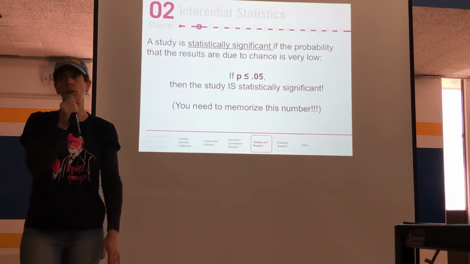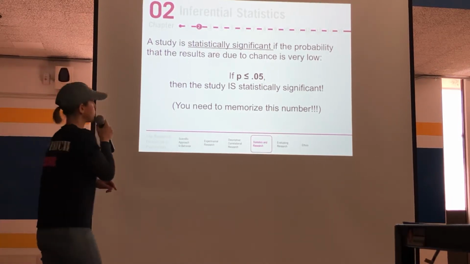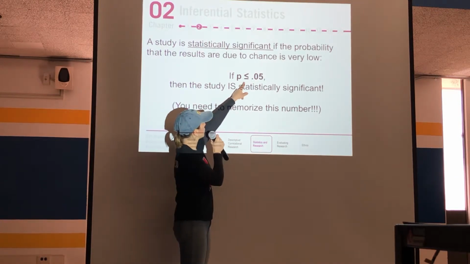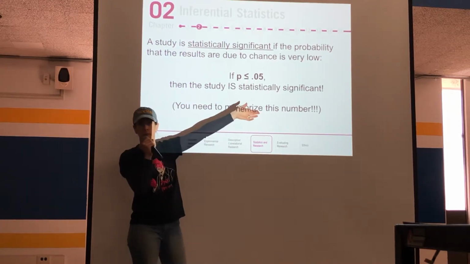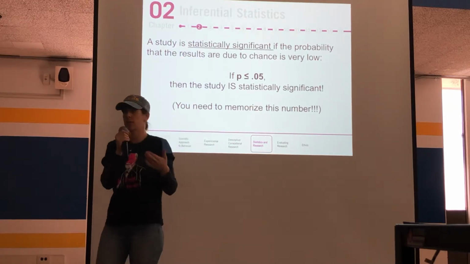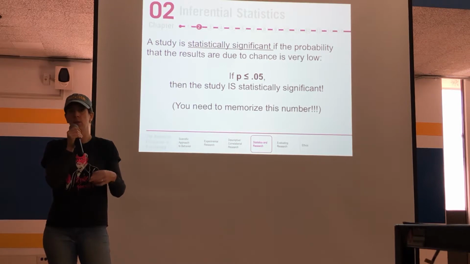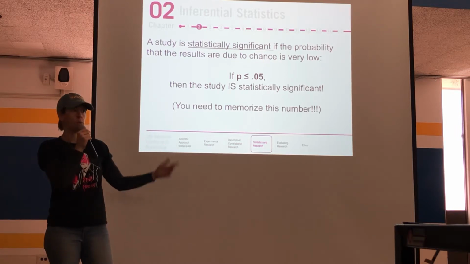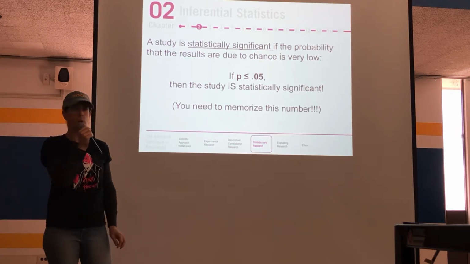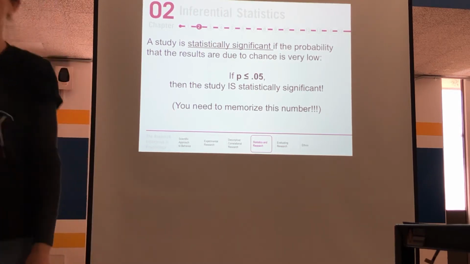So in a decimal, that's less than or equal to 0.05. That means 5%, right? P stands for probability. Statistical significance means that the likelihood that the results were due to chance is low. P is less than or equal to 0.05, or 5%. Okay, and you do need to memorize that number.